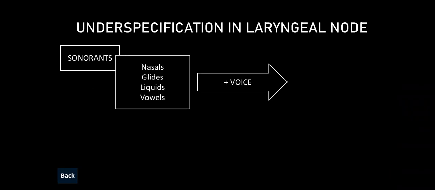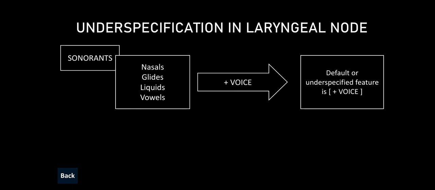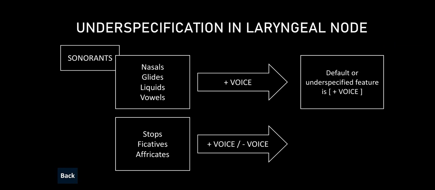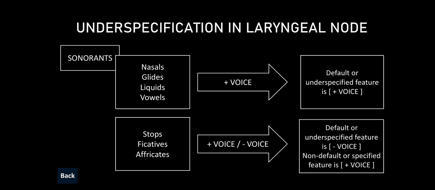In English, sonorant implies voicing because all sonorants like nasals, glides, liquids, and vowels in English are voiced. And so, voicing is said to be default or underspecified when producing sonorants. On the other hand, voicing must be specified for stops, fricatives, and affricates because it could be either voiced or voiceless in English. And so, in these stops, fricatives, and affricates, no voicing is considered the default or underspecified feature, and voicing is the non default or specified feature. The same phenomenon is true for place of articulation also.